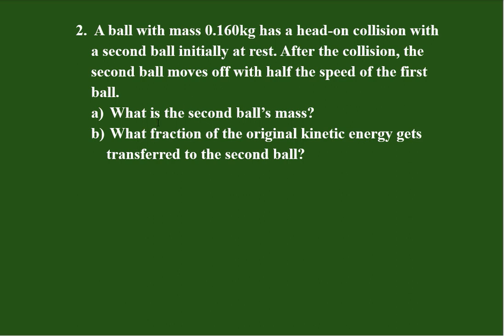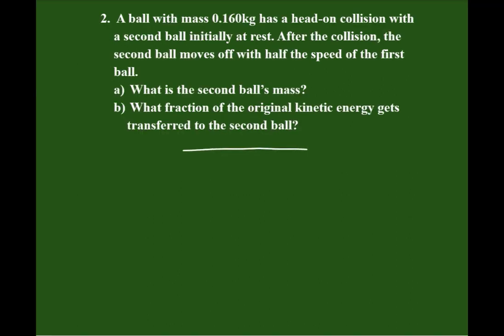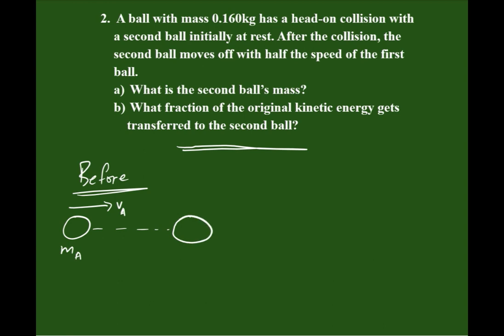So the first thing we should do is probably draw a picture. So let's draw the two scenarios. Let's say before collision, I'll just say before. So before, what happens here? Let's have a ball with mass A. I'm just going to call it ball A, and it's traveling with velocity VA. And eventually it collides with a ball over here with mass B, and this ball is at rest.